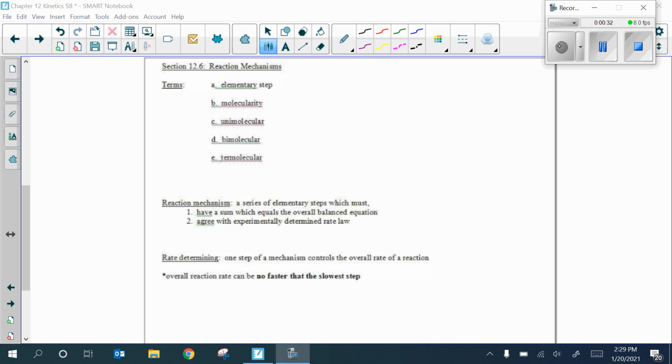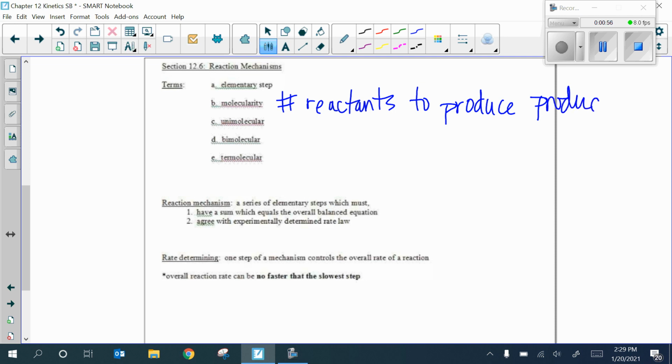The molecularity of the equation is the number of species or the number of reactants that need to collide. So the number of reactants that are colliding is going to give us what is happening to produce this reaction. So the molecularity of it. So the number of reactants to produce products. Okay, and then I think you can get from the stem of the words here that what they mean is unimolecular, bimolecular, and termolecular will be 1, 2, and 3.